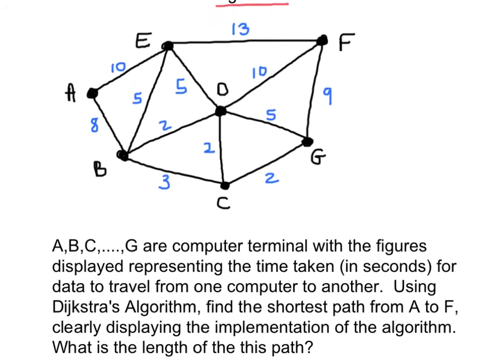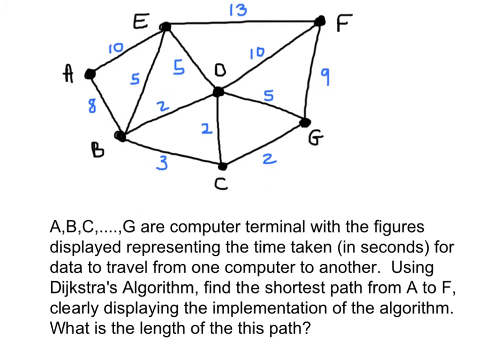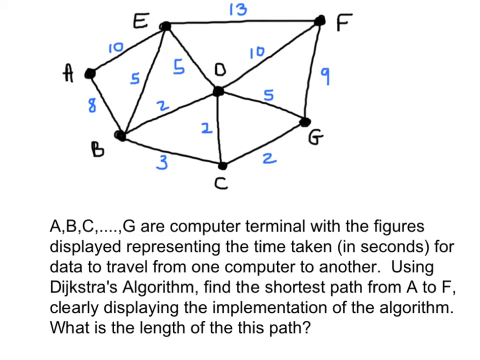Now let's look at a typical shortest path problem. Here we have A, B, C, D, all the way down to G, which are computer terminals, with the figures displayed representing the time taken in seconds for data to travel from one computer to another. So here you have computer A, and here you have computer B, and the time taken for data to flow between A and B is typically 8 seconds.